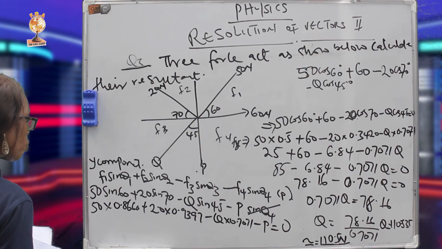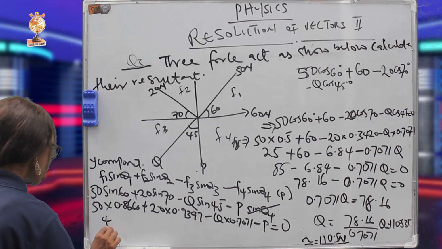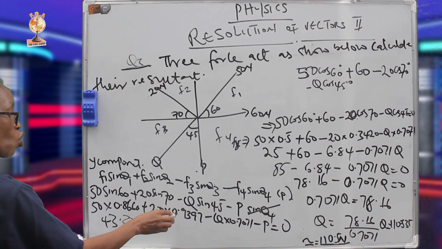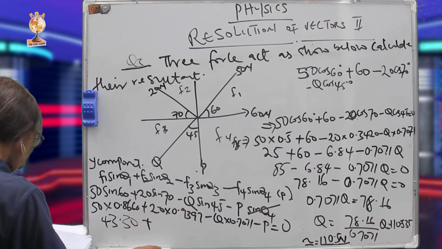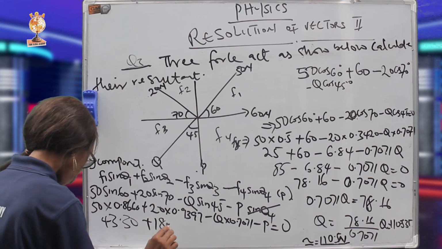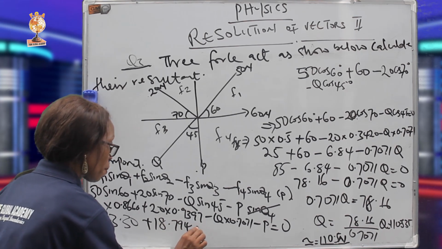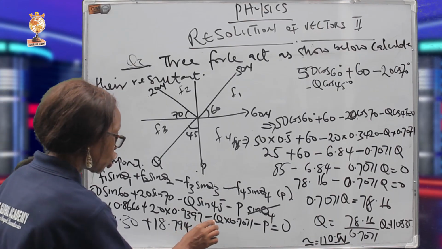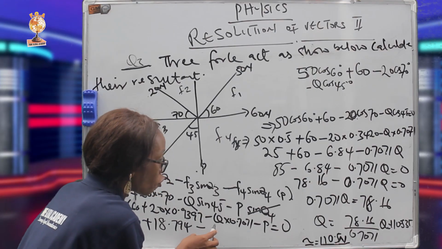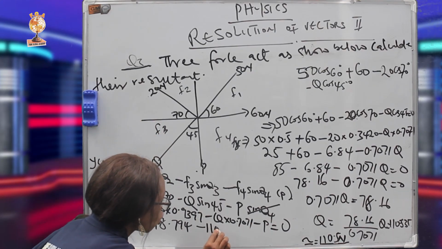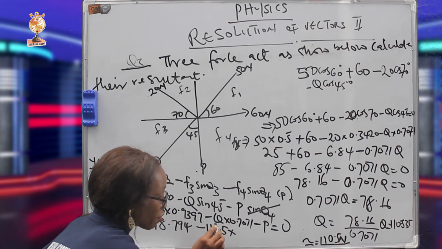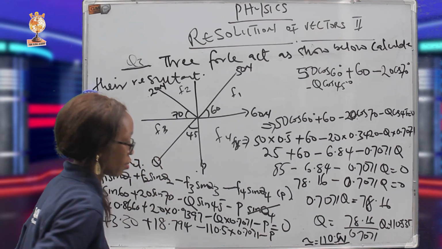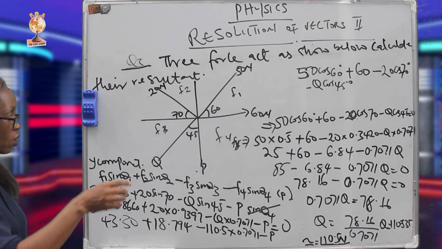So 50 times 0.8660 will give you 43.30, plus 20 times 0.9397 will give you 18.794, minus Q. Remember, we have solved for Q, which is 110.5, times 0.7071, minus P. Okay, let's clean this other side.